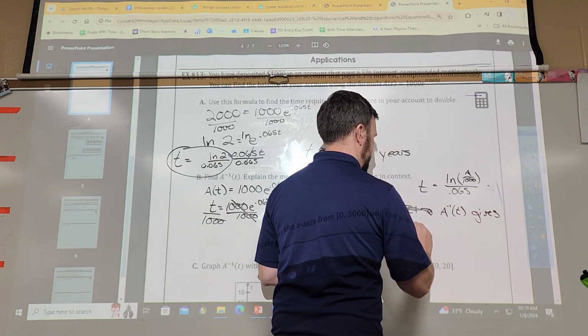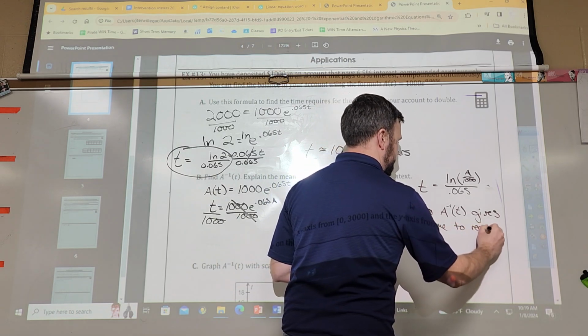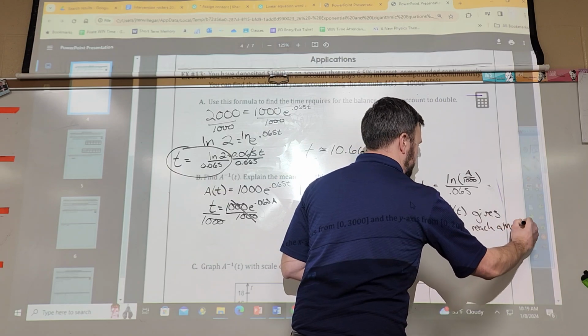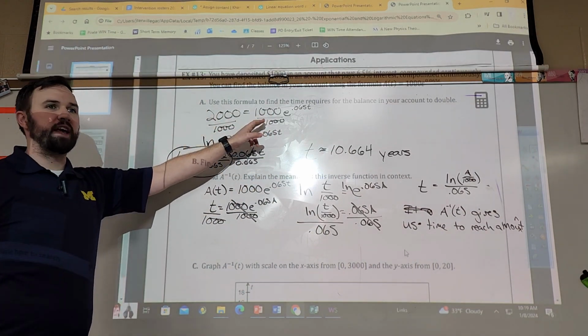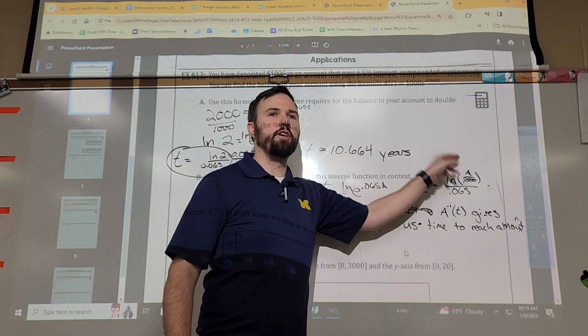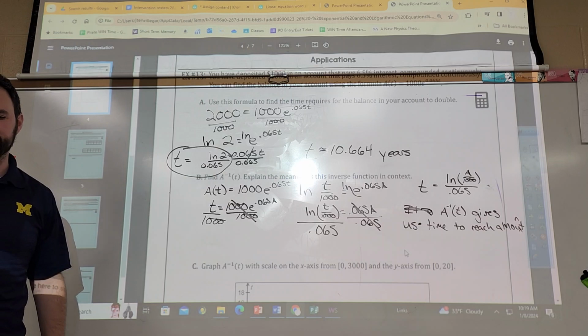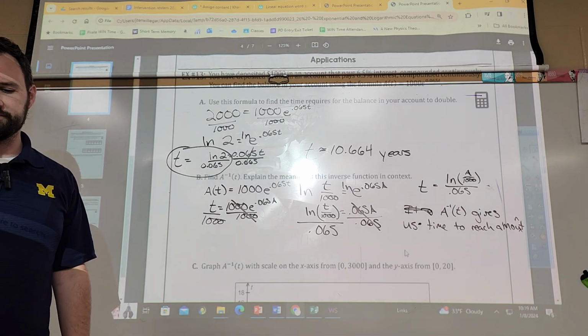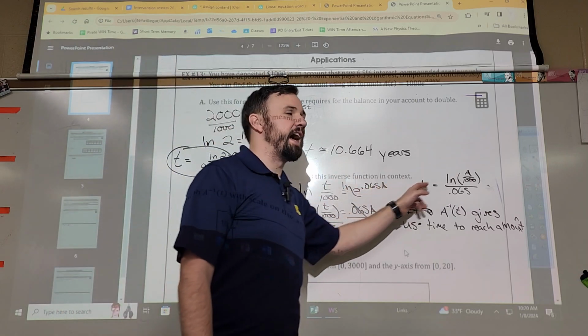It's the opposite. Because this gave us our amount in terms of time, right? This gives us time in terms of the amount. So if I give you the amount of money I want to make, it'll give me how much time I need. So if I want to make $5,000, I plug in there and see how long it'll take me to get $5,000. So, amount given time, time given amount, right?